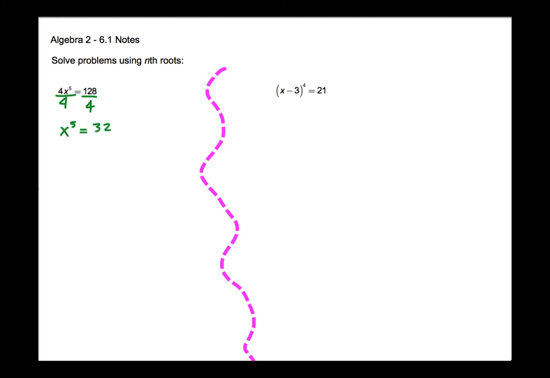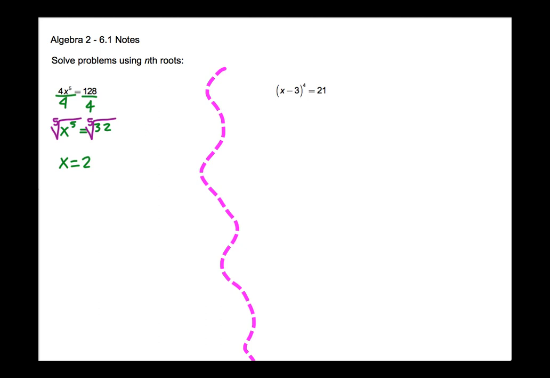Okay, and then once I get x to the fifth equals 32, what I'm going to do is take the fifth root of both sides. And the reason I choose the fifth root is because the fifth root of x to the fifth is just x. And this is totally legal because whatever I do to one side, I do to the other. And so I'm going to do it to the right-hand side of the equation as well. So it looks like this. And we just saw in our previous problem that the fifth root of 32 is 2. So not too bad, not too bad at all. This is something that we can handle.